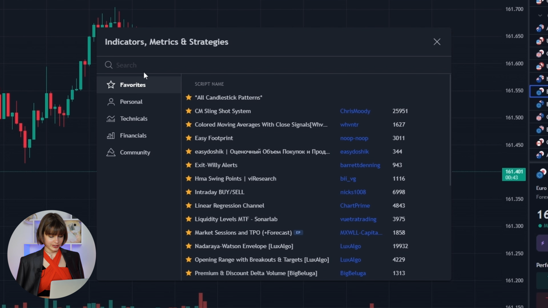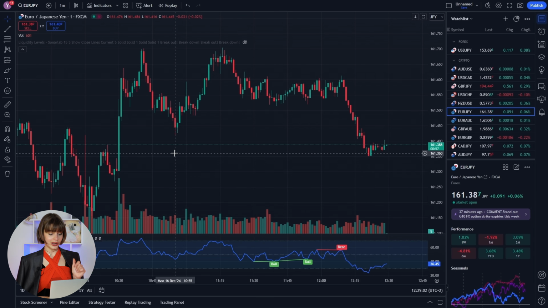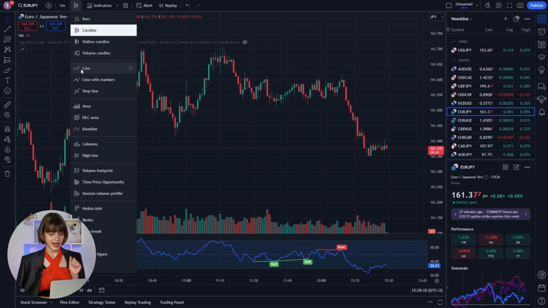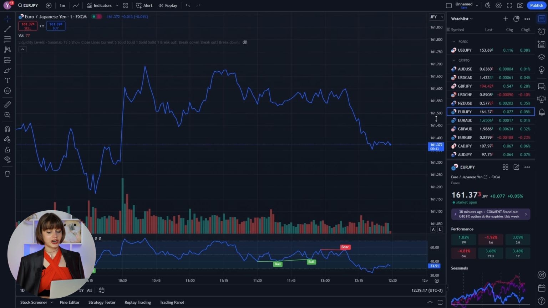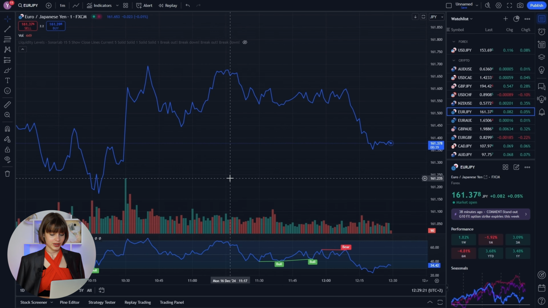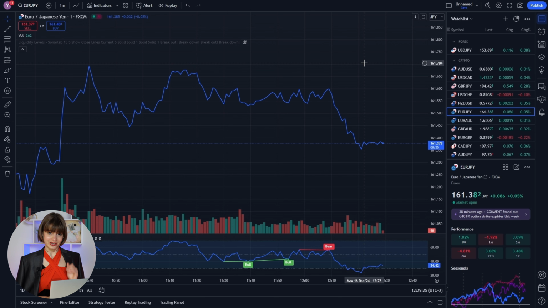So now let's add an indicator with the help of which we will be trading today. We open the indicators panel and add the RSI divergence indicator. But that's not it. Let's also change the type of the chart to linear. So we click in the upper left corner, candles, and change to line. With the help of the linear chart type, it will be much easier for us to figure out the RSI indicator, to understand it.